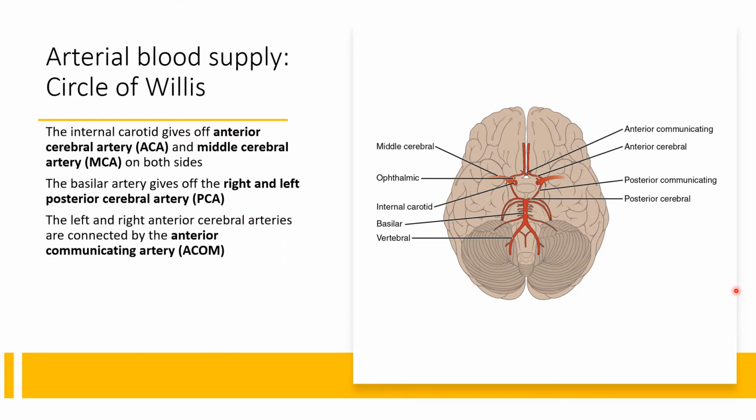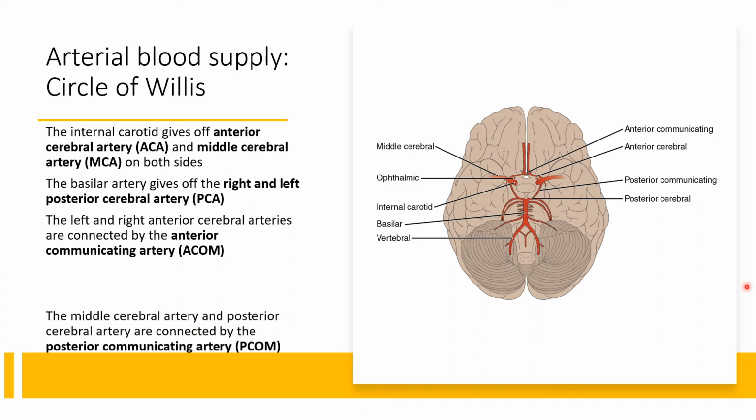The left and right anterior cerebral arteries are connected by the anterior communicating artery, also known as ACOM for short. So you've got your anterior cerebral artery on the right, your anterior cerebral artery on the left, and you've got this anterior communicating artery. It's really a small vessel, but it's there. So these two are connected by the anterior communicating artery.